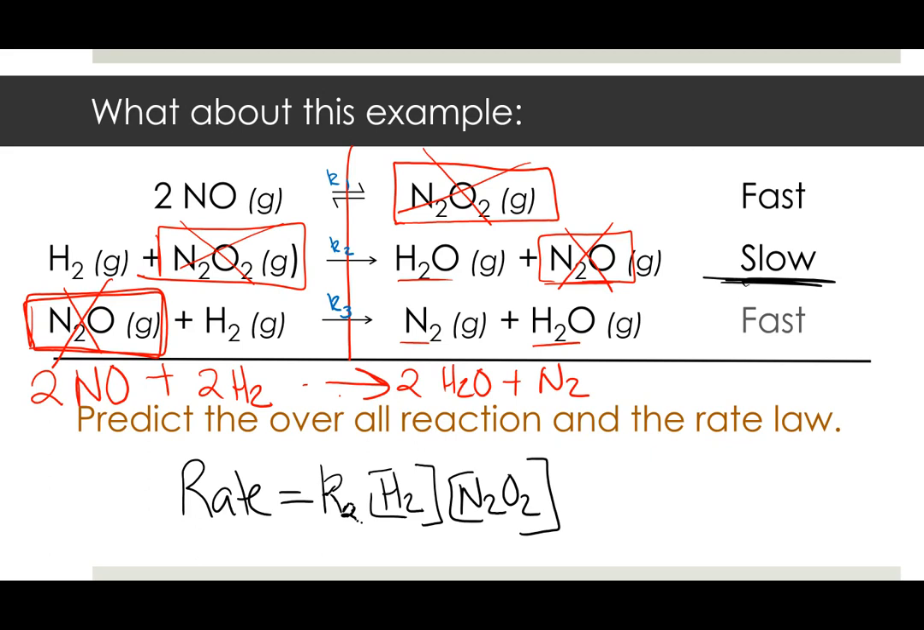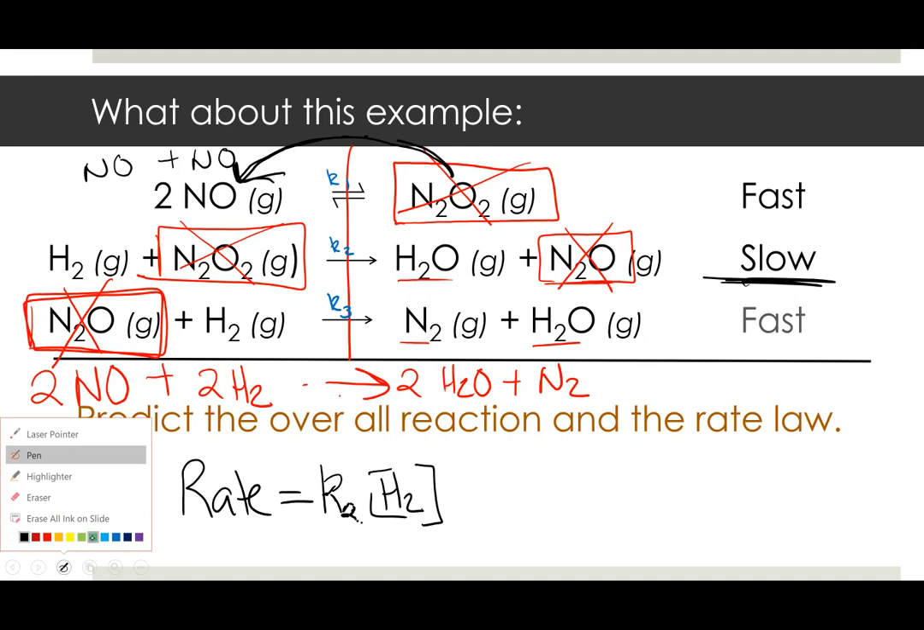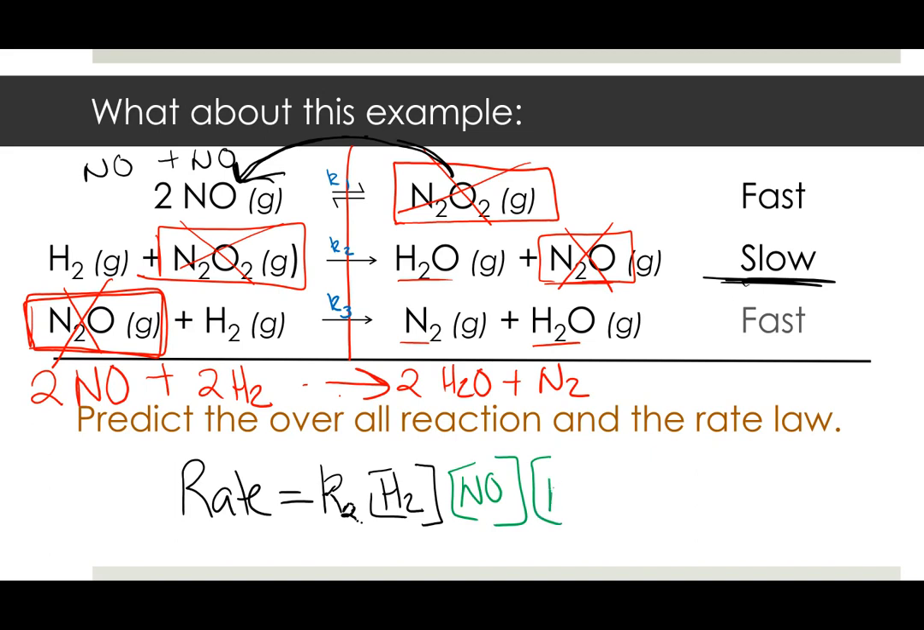But what's the problem? Yep, our rate law cannot have an intermediate. So now I need to decide where this came from, because it's an intermediate and it's not going to be in the overall reaction. When I look at the first step, I see that N2O2 is a result of NO reacting with NO. So I'm going to replace this with where it came from. I'm going to replace this with NO, NO.